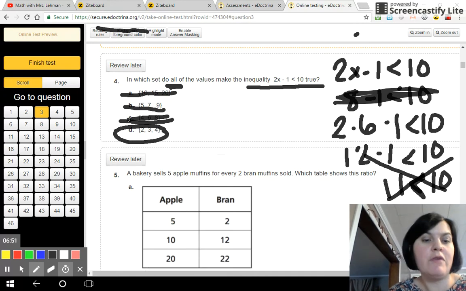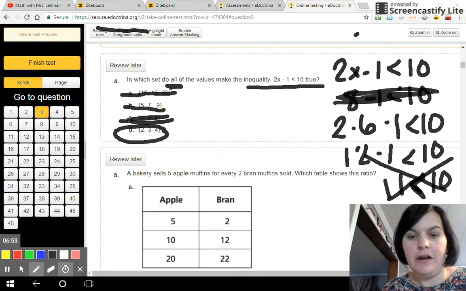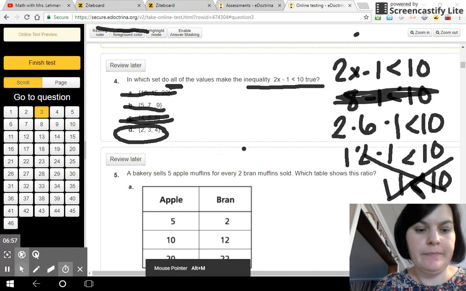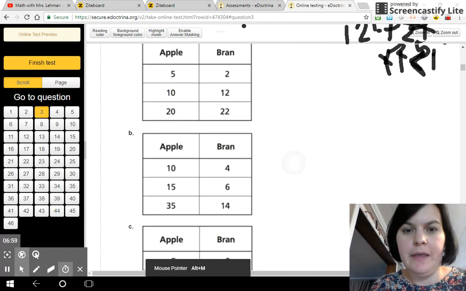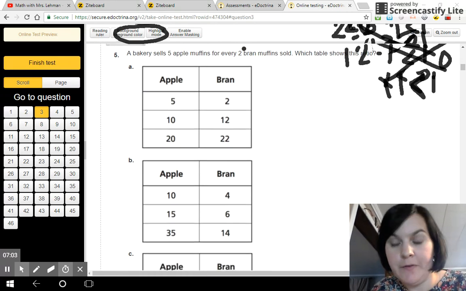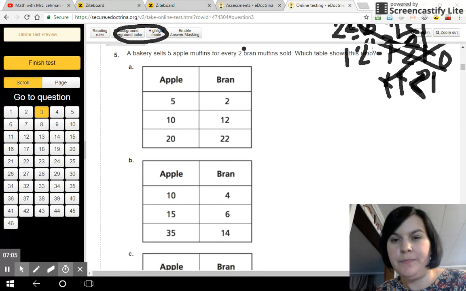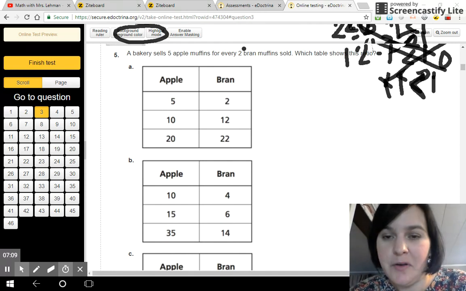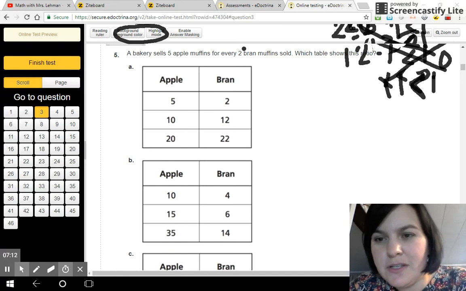I have 3 minutes and 10 seconds. All right, let's see if we can get this last one done. I'm determined. All right, a bakery sells apple muffins, 5 apple muffins for every 2 bran muffins sold. I would say that makes sense. Not a lot of people are buying bran muffins. Which table shows this ratio?